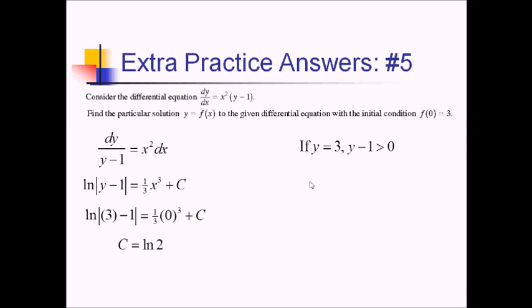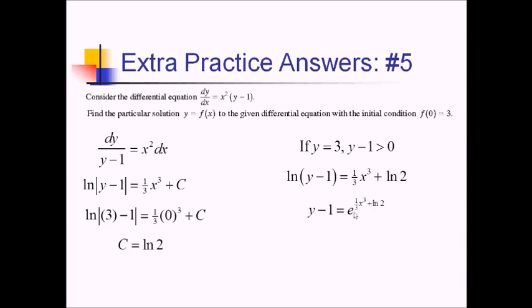So I'm going to write ln parentheses y minus 1 equals, we have the 1/3 x cubed still, plus our c value of ln of 2. All I need to do now is isolate y. So I'm going to start by raising e to both sides. That gives me y minus 1 on the left and e to all this stuff on the right side.